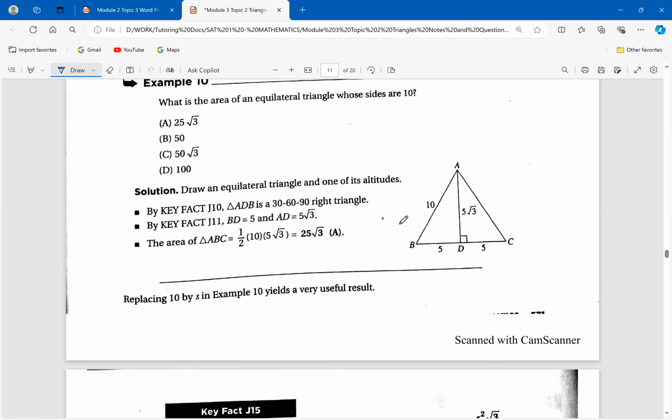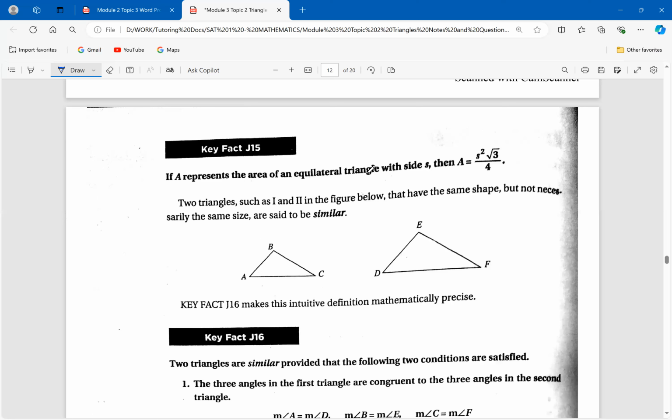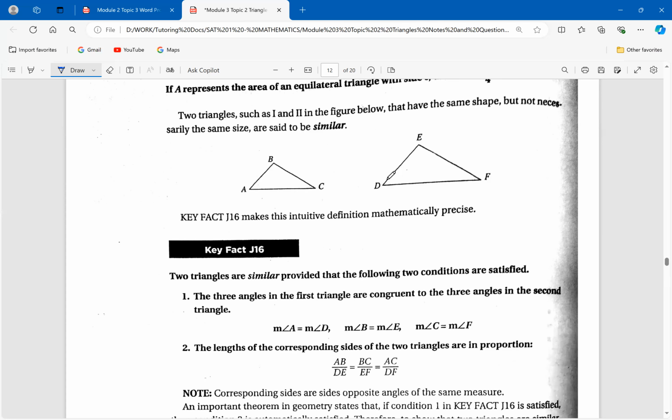Okay, now we're moving on to the concept of similar triangles. What is a similar triangle? A similar triangle is the one that changes with a similar ratio. They can be of different sizes, but the ratios are the same. For example, both of these triangles are similar. Why? Because they look the same, but the ratios by which their sizes change are the same.